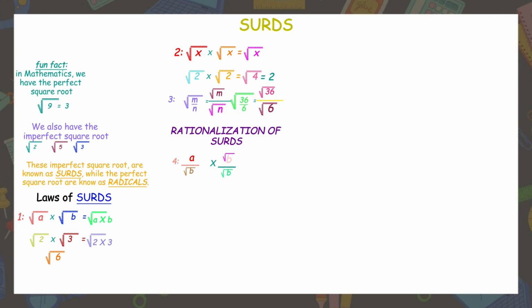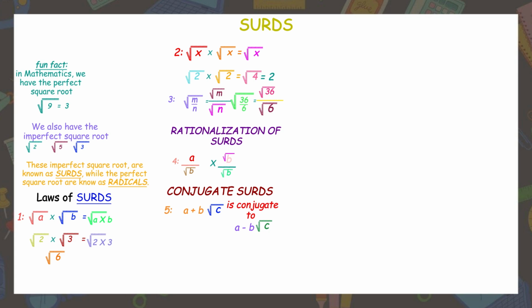It's what we call conjugate surd. For example, a plus b square root of c is conjugate to a minus b root of c. Now, what do I mean by this?